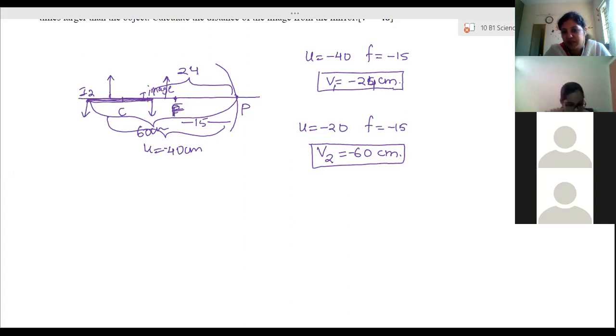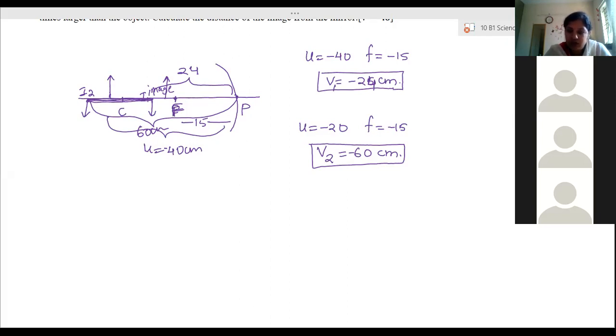Two different distances. Ma'am, can you repeat which question? 25th. Find the position, nature, and magnification of the image in each case. So separately you have to calculate. F is equal to minus 15 by 2. U is minus 10, then find the image position, and then U is equal to minus 5, then find the image position.